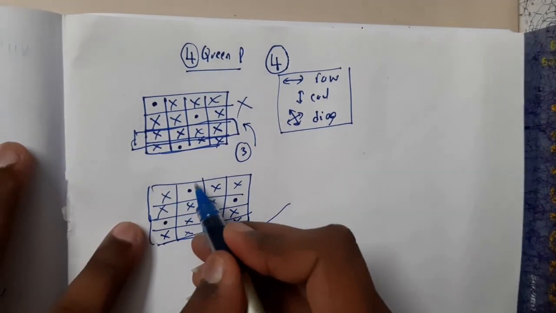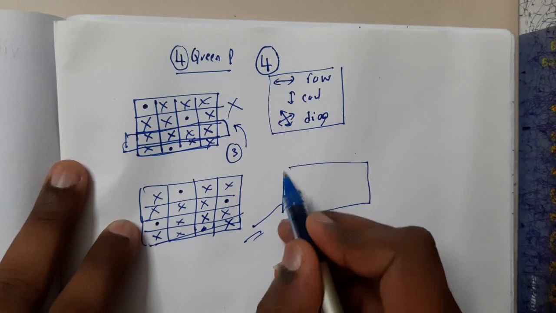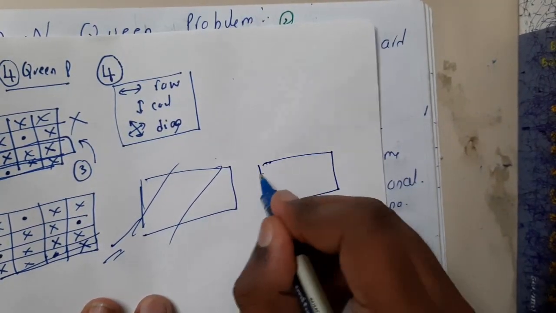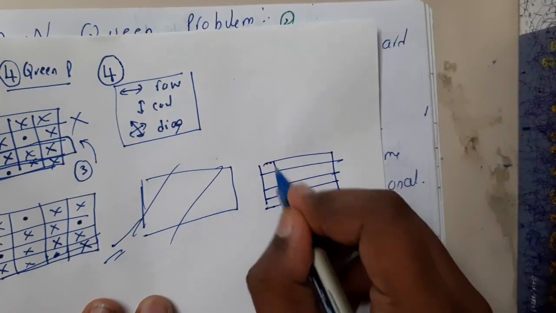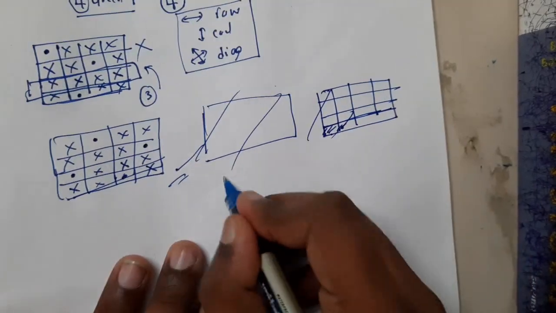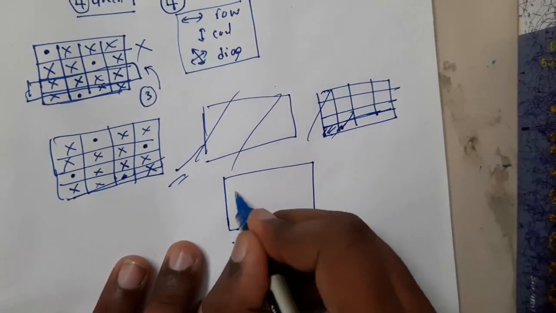I'll draw it neatly. I think I have just drawn a row extra. Sorry for that, guys. Just give me a second. I'll draw it a bit more neatly.